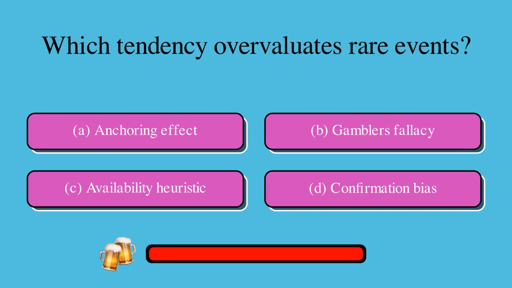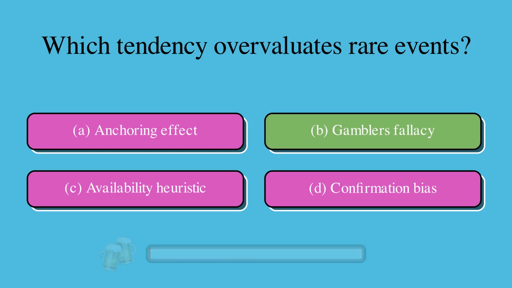Which tendency overvaluates rare events? Is it A, anchoring effect, B, gambler's fallacy, C, availability heuristic, or D, confirmation bias? The correct answer is B, gambler's fallacy.